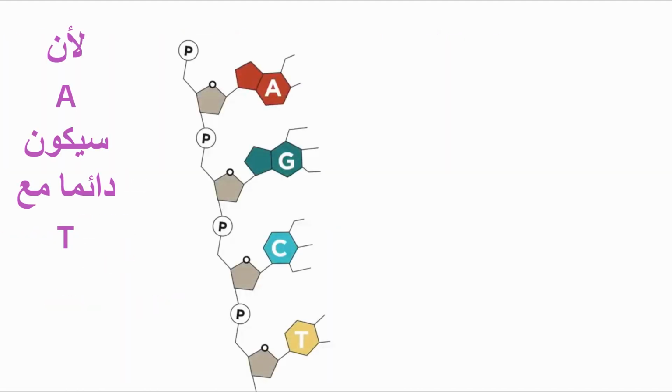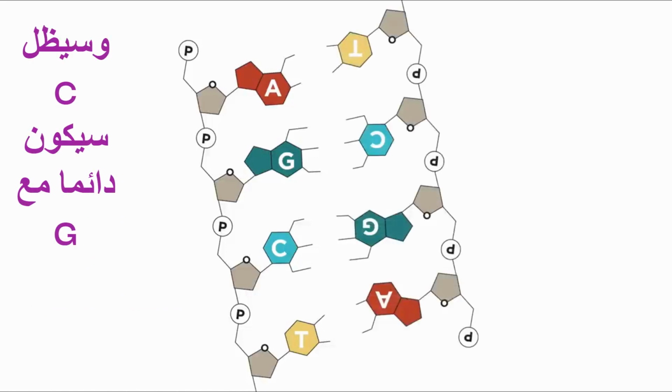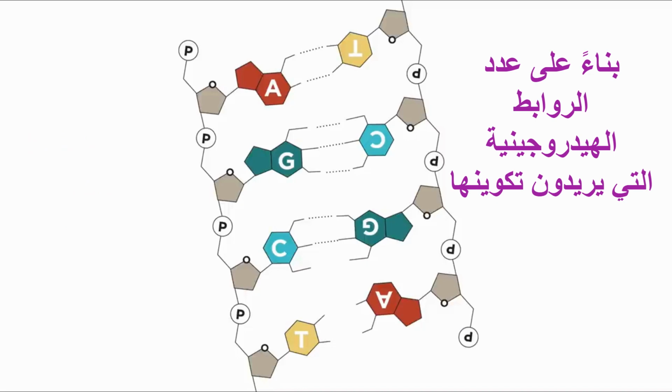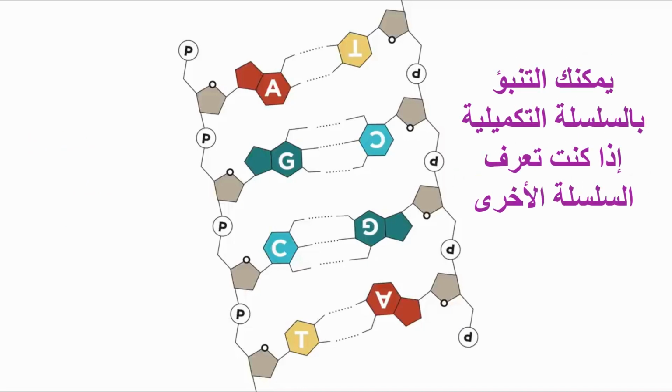Strands of DNA are said to be complementary to one another because A will always be with T and C will always be with G, based on the number of hydrogen bonds that they want to make. You can predict the complementary strand if you know the other strand.